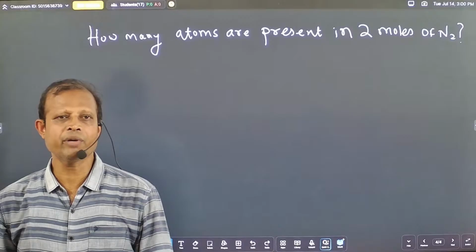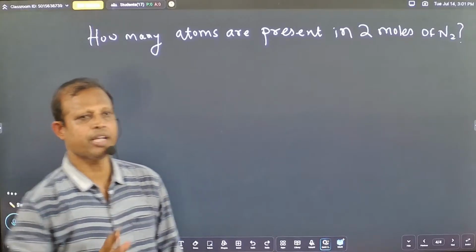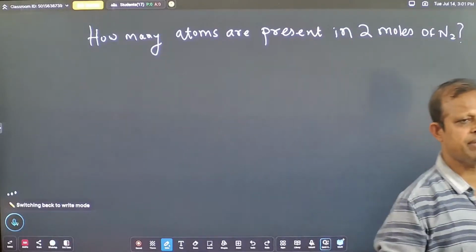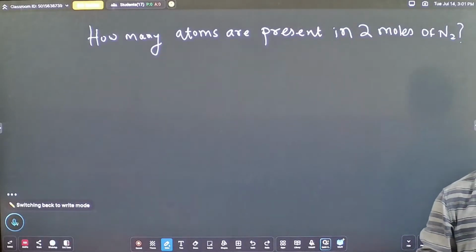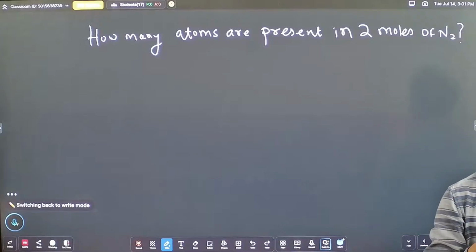What is the difference between N and N2? If I write N, N means what? It is in atomic state. If I write N2, it means 2 atoms combined together to form a molecule. In the molecular state, yes or no? N2 is the molecular state. Agreed or not?